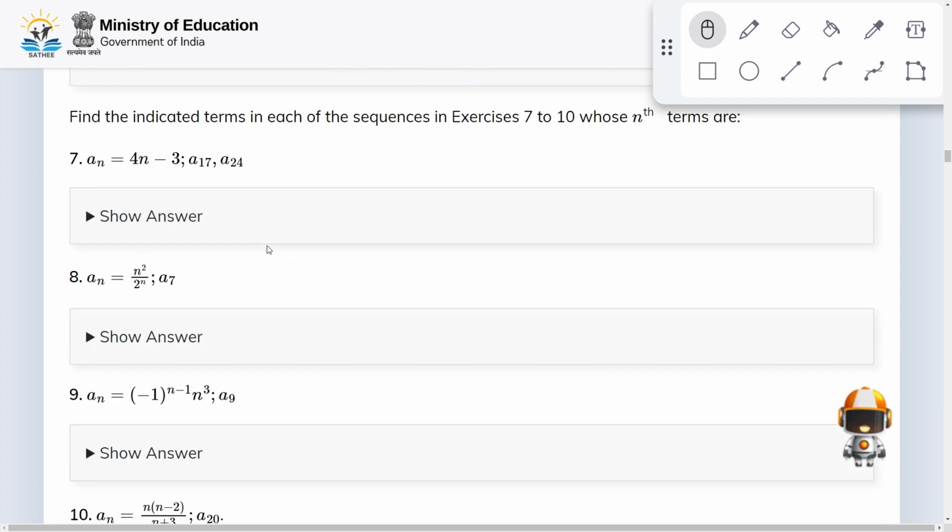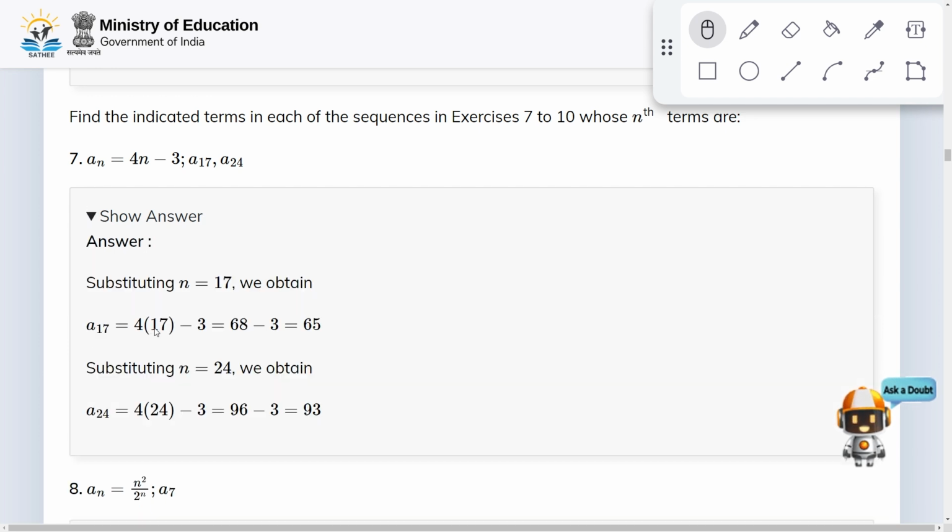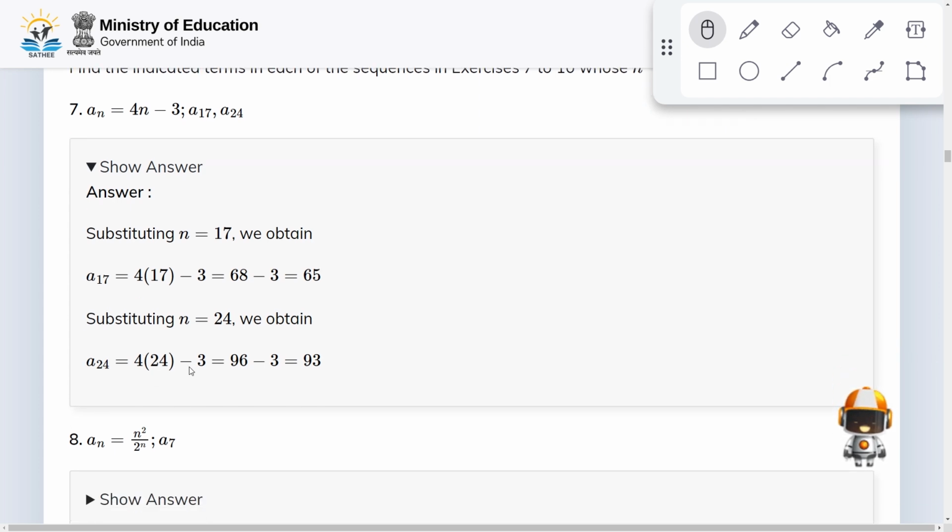Now find the indicated term in each of the sequences in exercises 7 to 10, whose nth terms are given. So the nth term is given to you. You just have to find the indicated term. Here you have to find A17 and A24. For A17 put n equals 17. So 4 multiply 17 minus 3. This will be 68 minus 3, which means 65. And for A24, put n equals 24. You will have 4 multiply 24 minus 3. So 96 minus 3 equals 93.